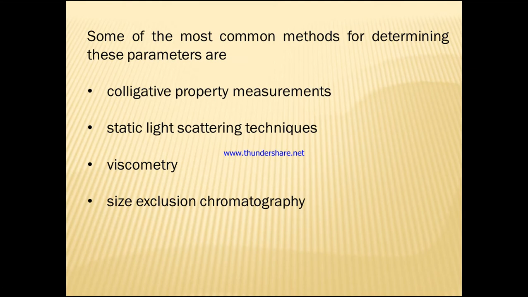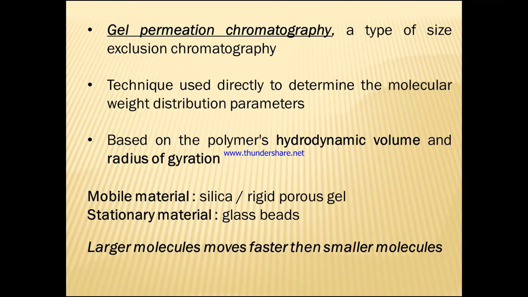So size exclusion chromatography and these are the methods and parameters which we are going to use for determining the molecular mass. One of the methods is gel permeation chromatography. This method is used for finding out the molecular mass. That is what we call chromatography. Chromatography is one of the techniques which is used to find the molecular mass here.